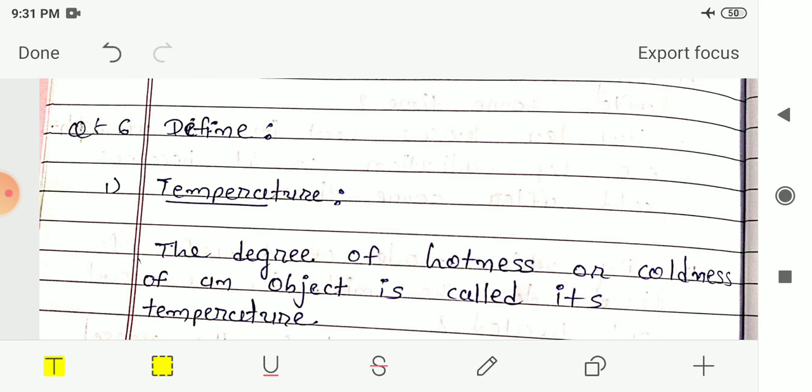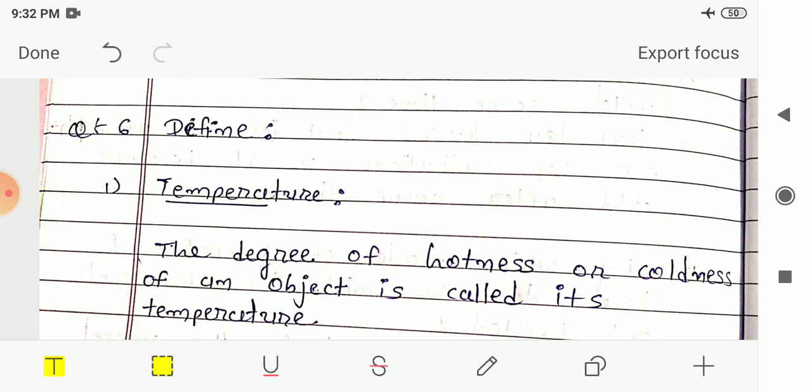So the range for this kind of thermometer is 35 degrees Celsius to 42 degrees Celsius. And in Fahrenheit scale, it's from 94 degrees Fahrenheit to 108 degrees Fahrenheit. The normal temperature of the human body that we had seen is 37 degrees Celsius in the Celsius scale, and in Fahrenheit scale it's 98.6 degrees Fahrenheit.